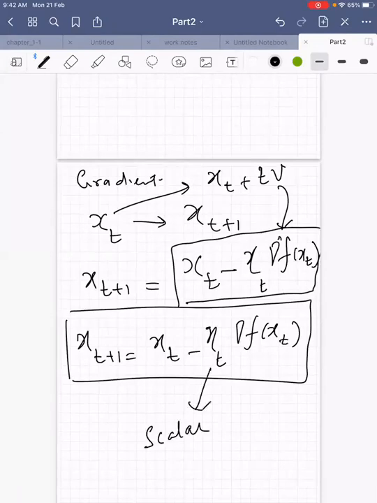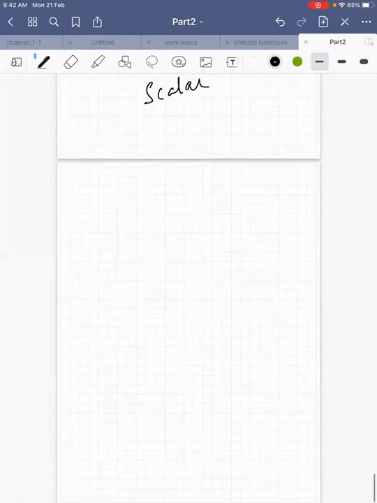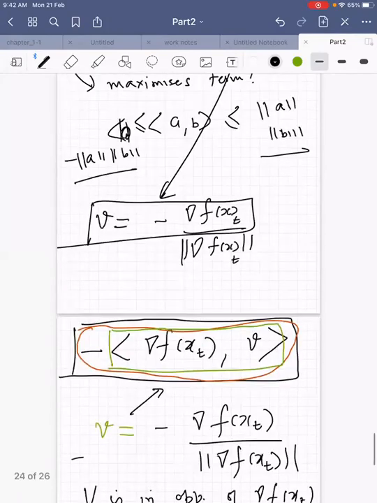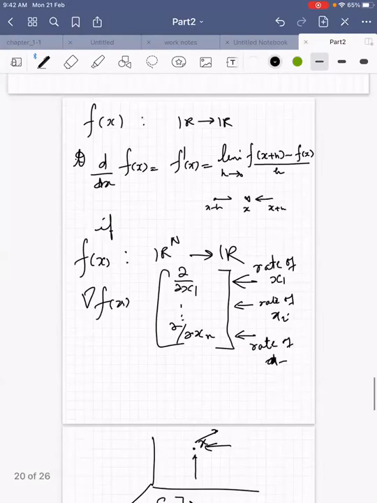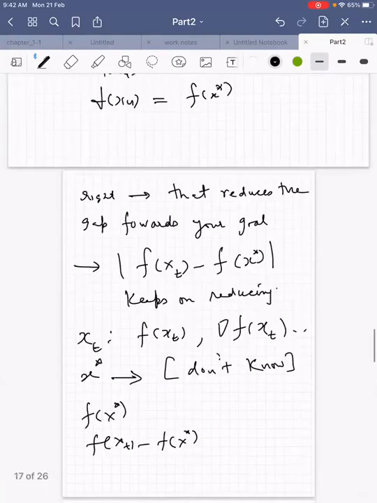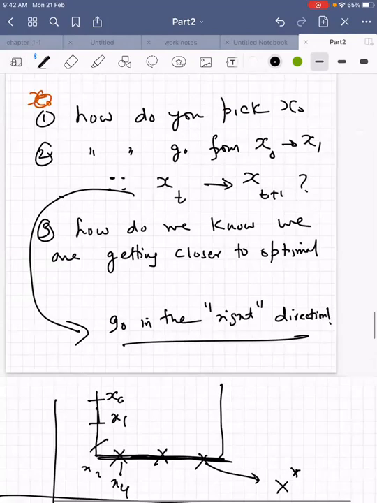Okay, one second. Let me elaborate a little further. What have we known so far? We know that we started with x0, then we want to go from x0 to x1. But how do we know that we are getting closer to optimal? We said we'll know we are getting closer if I'm going in the right direction. Then what is the right direction? The right direction is moving in the negative of the gradient.